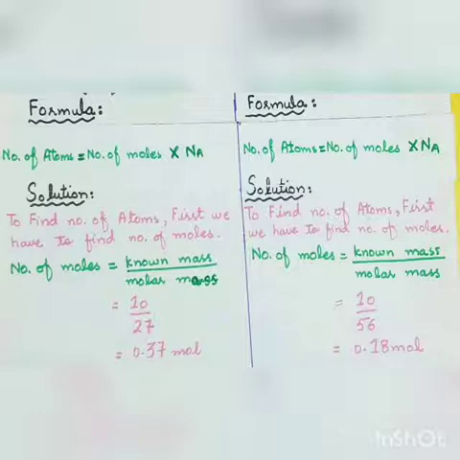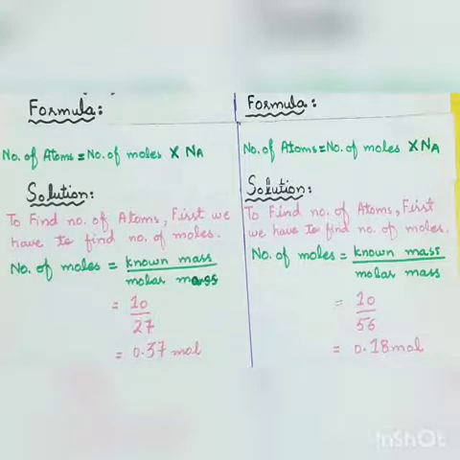For iron, we have to find the number of moles with the same formula, known mass over molar mass. Known mass of iron is 10, while molar mass of iron is 56. So 10 divided by 56, we will get 0.18 mole. So we have found the number of moles of both aluminium and iron. Now we have to put these values in the above formula.